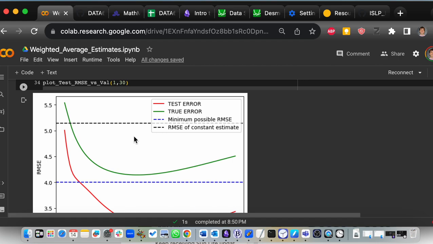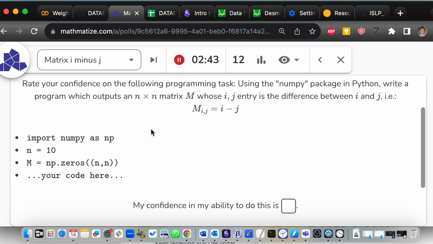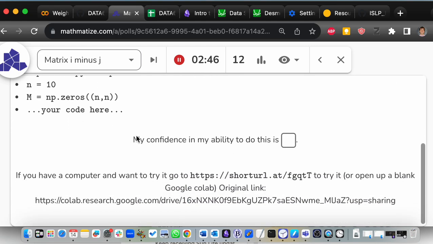Okay, I'm almost out of time. Any questions or comments? So make sure you put in this answer into Mathematize before you leave. How confident are you to do it? In the last 3 minutes, you could really try to do it.